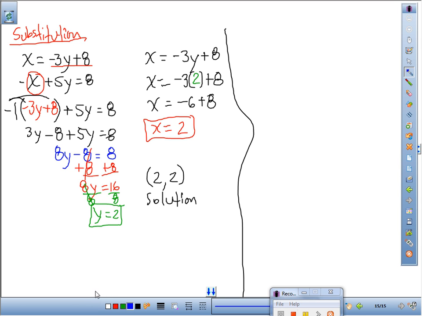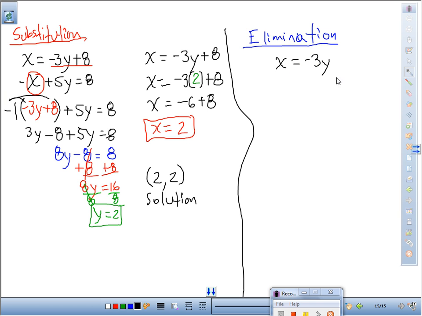Try using the side so that you can see all of them side by side. This one is by elimination. Rewrite the system: x equals negative 3y plus 8, and negative x plus 5y equals 8.